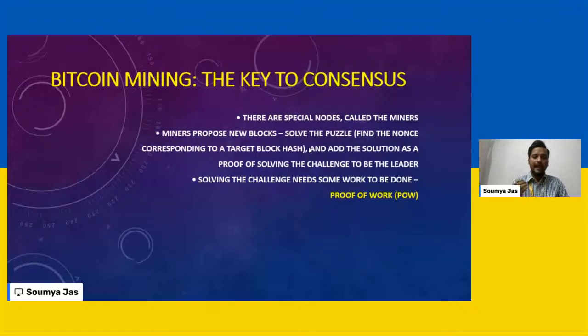If I have been able to solve the puzzle, then I have the proof, right? If I am able to solve that hard puzzle, then I have that proof. That means I have solved this puzzle, so I have the proof of solving that puzzle. The solution of solving that puzzle works like a proof. So I can add that proof to the block, right?